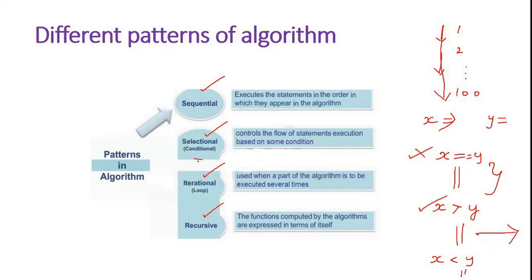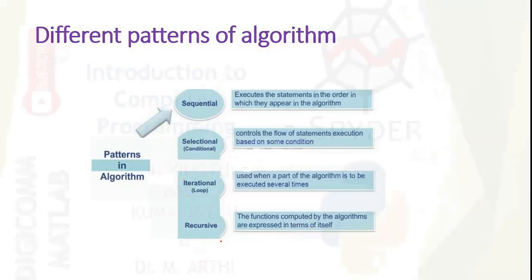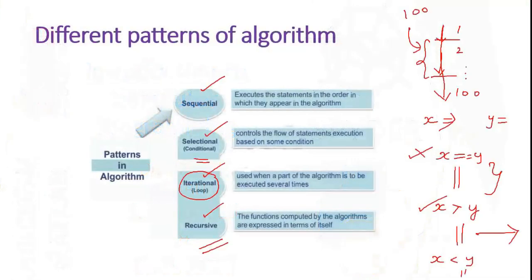This is conditional. In some places it is iterative. Say I want to repeat a certain part of the code several times, then I will go iteratively. Recursive means the program calls itself, the algorithm calls itself to get the output. These are the different patterns of algorithms.